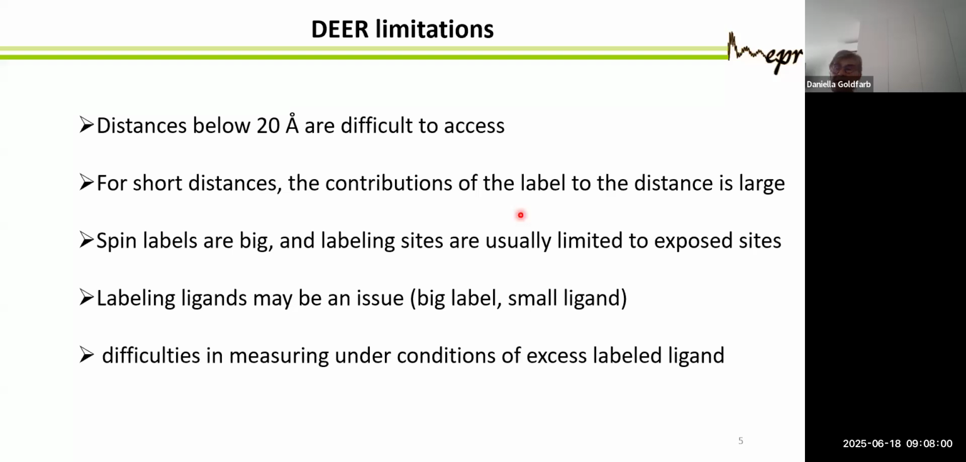Also, spin labels are rather large, so you usually label at exposed sites, but if you have, let's say, dense sites within the protein, then you cannot put a big label there without disturbing the structure. And if you want to look at small ligands that interact with the protein, then you have a small ligand and a pretty big spin label.